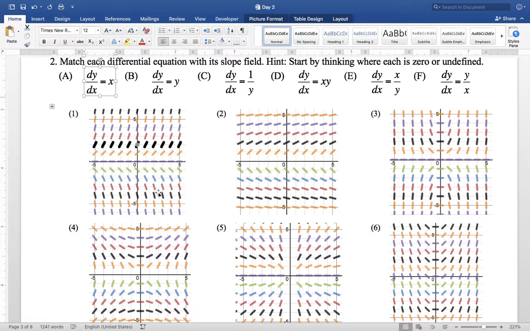Changing the y-coordinate changes the slope in this slope field, which means this slope field can't belong to this differential equation. So I can rule that out right away. This one here, again, the slope changes as you vary the y-coordinate. So this can't be the one that matches this differential equation. Same thing here, we can rule it out. Same thing here, we can rule it out. Same thing here, we can rule it out.